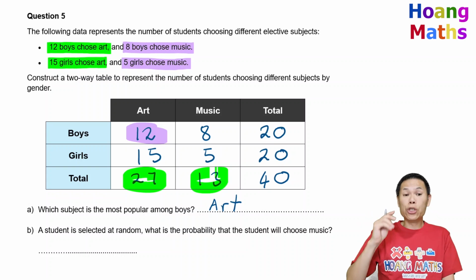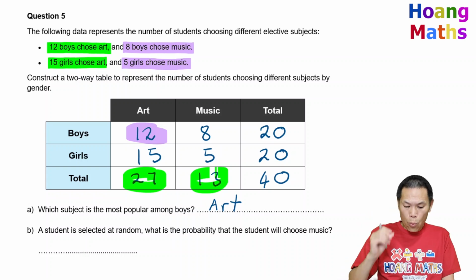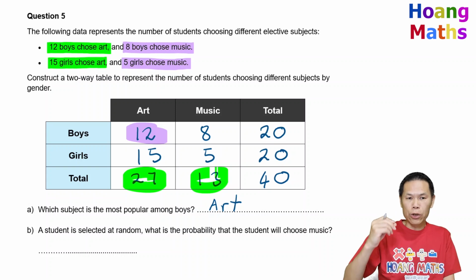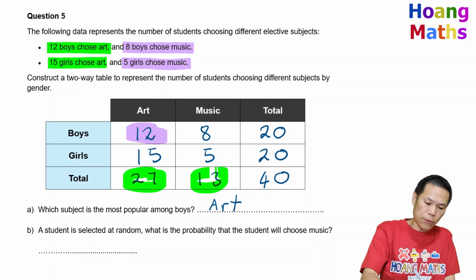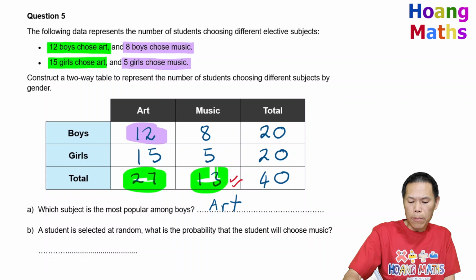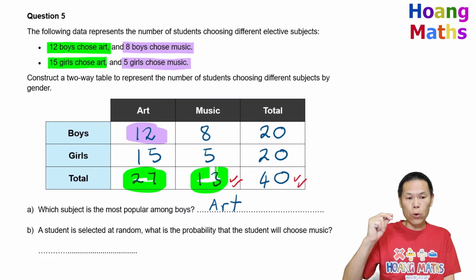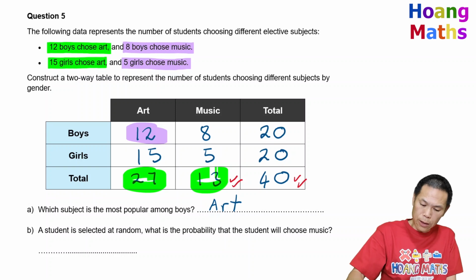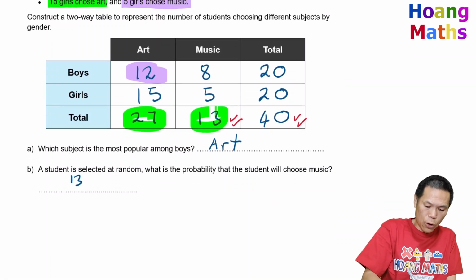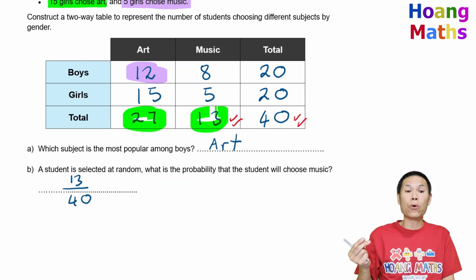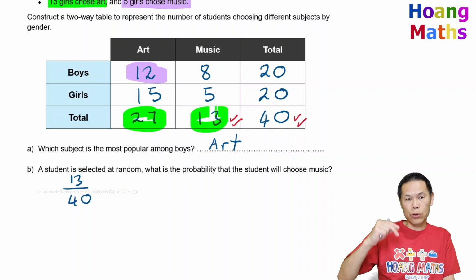Part B. A student is selected at random. What is the probability that the student will choose music? So the student chooses music. So the number of students who choose music will be 13. And the total number of students is 40. So we go 13 over 40. So 13 students over the total number of students. And you can't simplify it further, because 13 over 40. So if you put it on a calculator, it should give you the same answer.